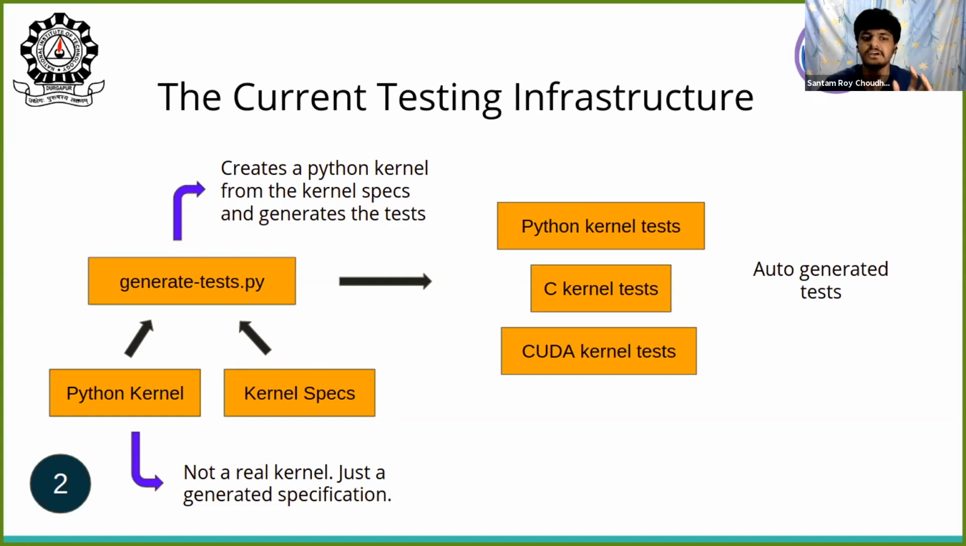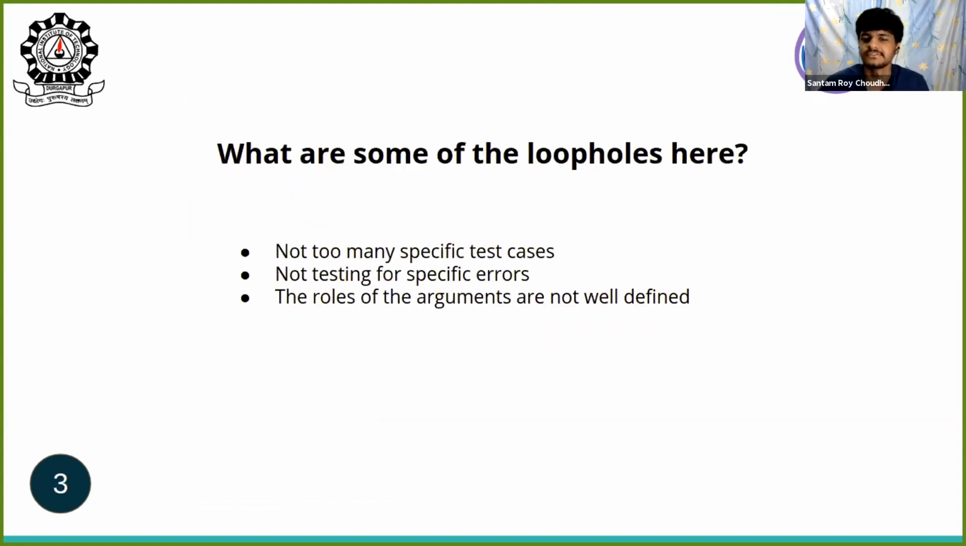Now, this Python kernel is used to auto-generate the Python, C and CUDA kernel tests. And from there on, we generate the tests and then run them. This framework has some loopholes, like there are not too many specific test cases. The testing is not specific to the errors, and the roles of the arguments are not well defined.